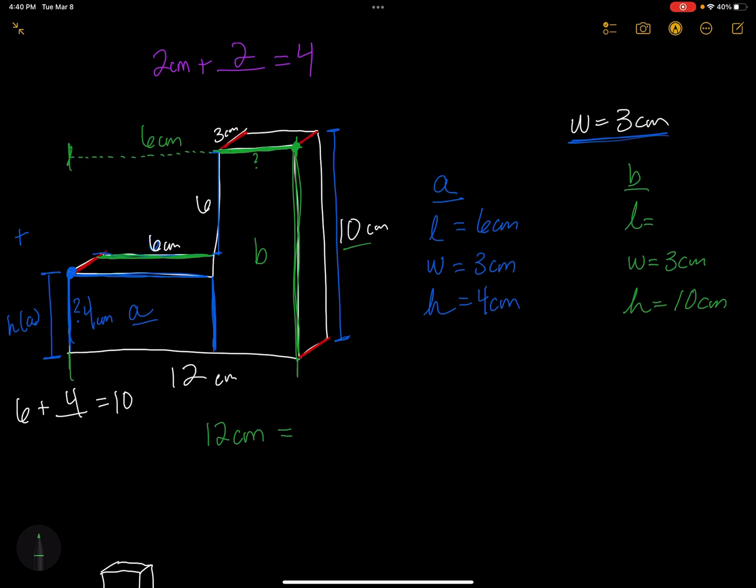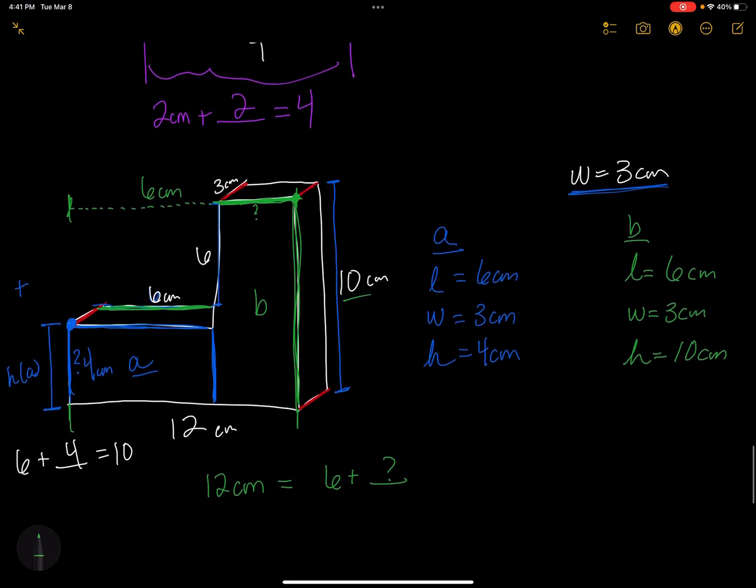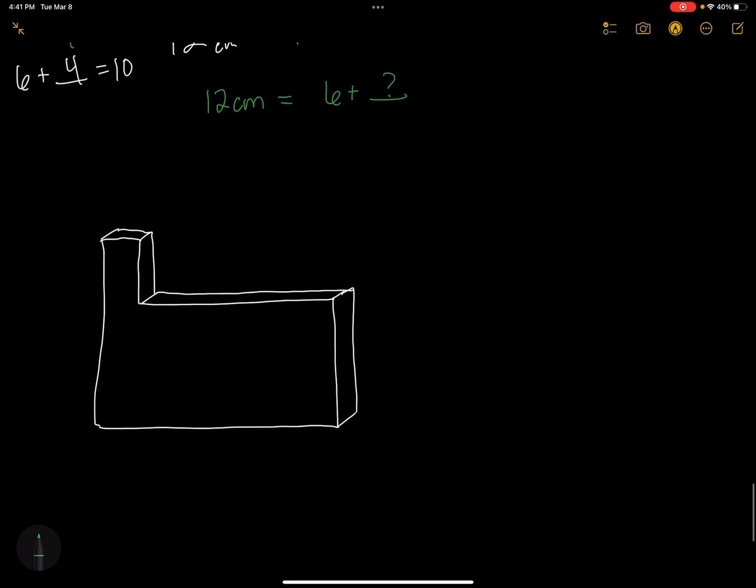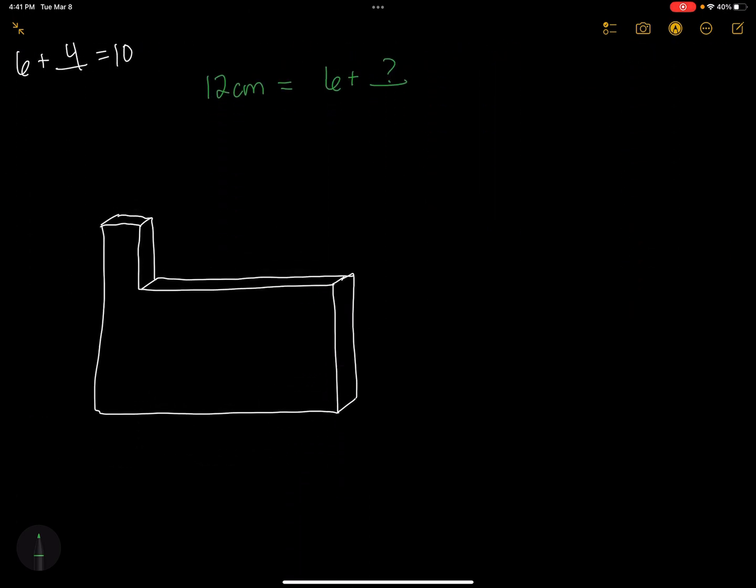So we got 6 centimeters plus a question mark right here equals 12 centimeters. 6 plus what equals 12? Well, 6 plus 6 equals 12. So we know our length here is 6 centimeters. No, it's not to scale, but this is the process that I want you to use to be able to find those. All right, so those are a couple of them. Let's just do one more really quickly.